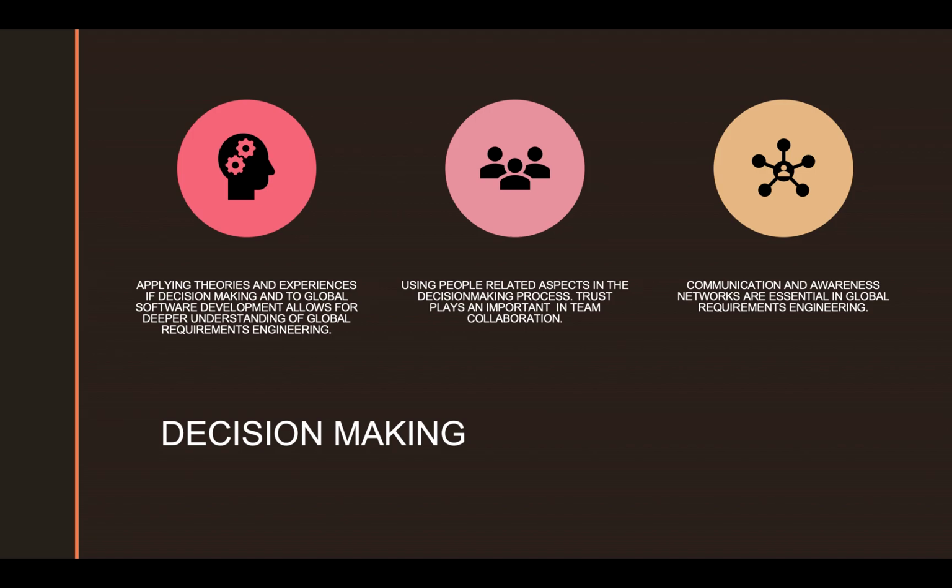So when it comes to requirements engineering from a global standpoint, communication later leads into decision making. And when it comes to decision making, there's really a need to apply theories and experiences in decision making to global software development, and using people-related aspects and learning the people that you are dealing with is important when it comes to decision making from a global standpoint. And communication and awareness networks are very essential when it comes to requirements engineering on a global scale.